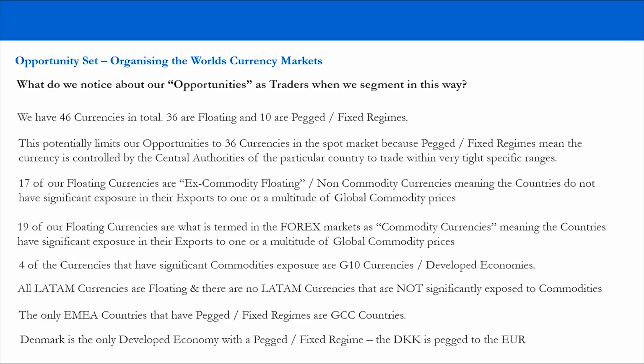Again, we'll look into these things properly in video number 2, but for now, we just need to get this principle down, which is we have to start segmenting and defining currencies based on their opportunities and risk, i.e. their volatility. And by doing so, we create our opportunity set. The opportunity set is essentially working out where the opportunities lie to make money as traders.